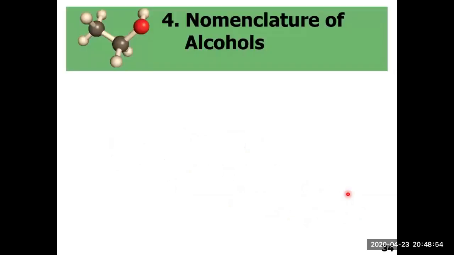Okay, so how do we give names for alcohols? Just to give you a definition, alcohols are where you have, for example, an R group bonded to a hydroxyl group, something like this one.